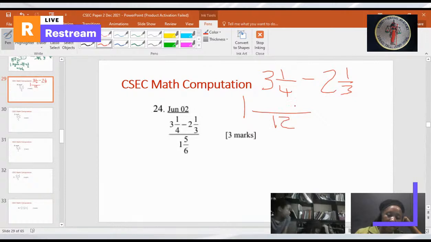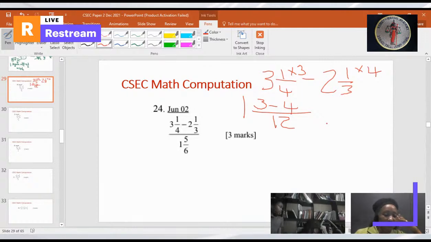All right. And 4 into 12 goes 3 times, miss. And 1 times 3 is 3, minus. And 3 into 12 goes 4 times, miss. So it's 1 times 4, and that's 4. So then 3 minus 4.